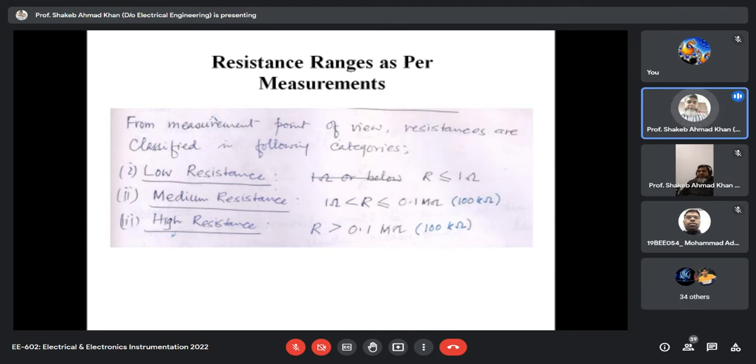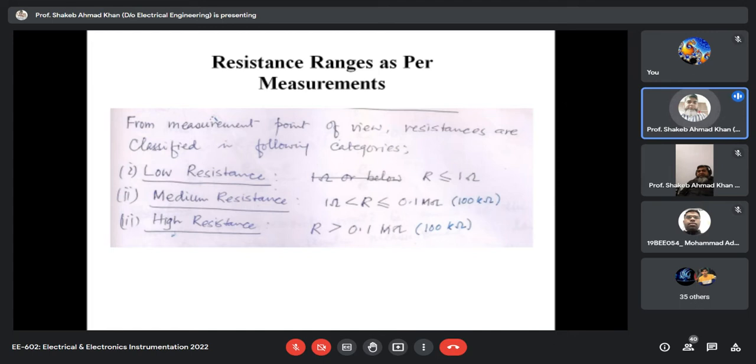So the main range is the medium resistance, that is between 1 ohm and 100 kilo ohm. And again, I am telling you that these ranges and boundaries are not very stiff. The medium resistance range is only to give you an idea. I'll discuss many things, then you'll have the idea. But broadly, it is 1 to 100 kilo ohm, low resistance is below 1 ohm, and high resistance is above 100 kilo ohm. This classification is done on the basis of measurement.